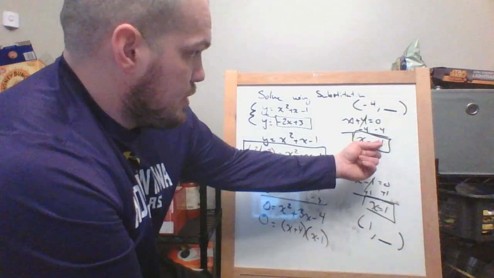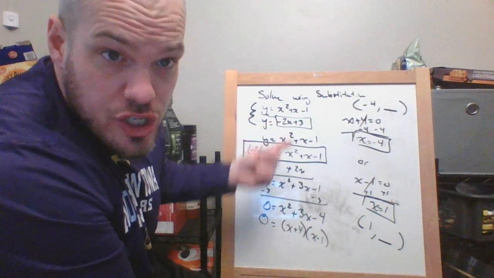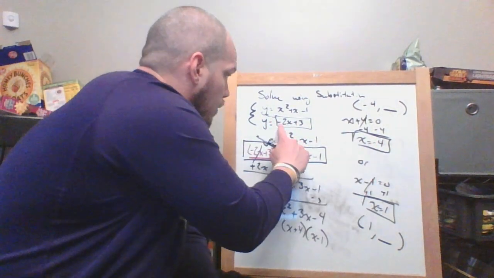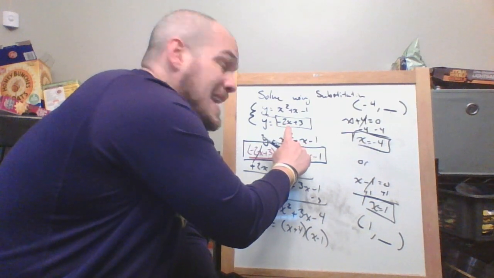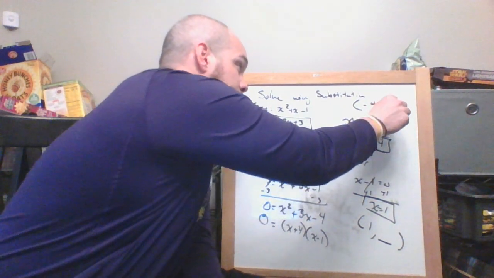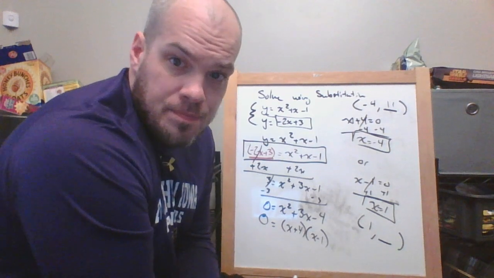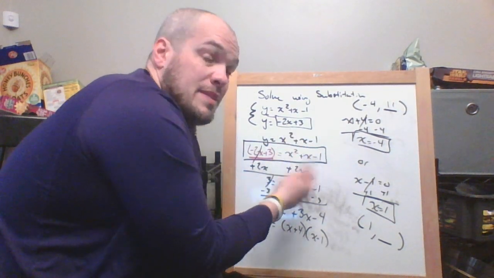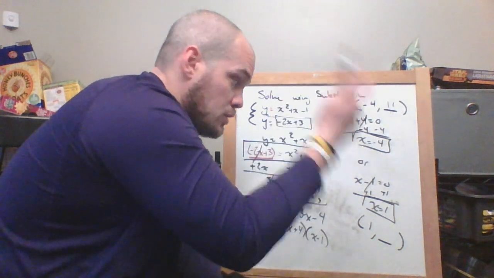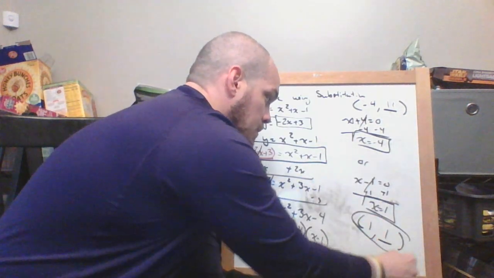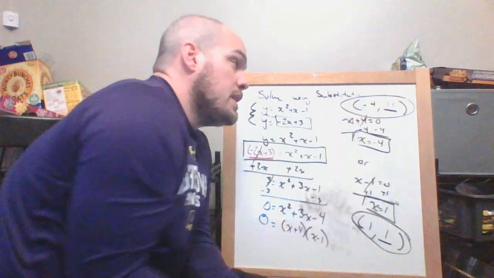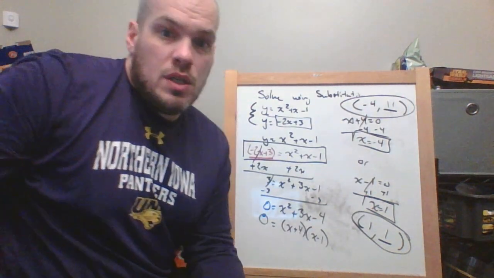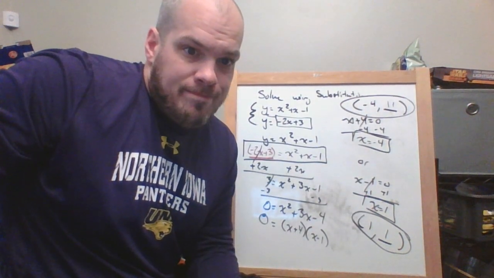Now to do that, I would substitute this into the easier equation, which is our linear. For -4, -2 times -4 is 8. 8 plus 3 is 11. For 1, -2 times 1 is -2. -2 plus 3 is 1. And my two solutions should be -4 comma 11 and 1 comma 1.